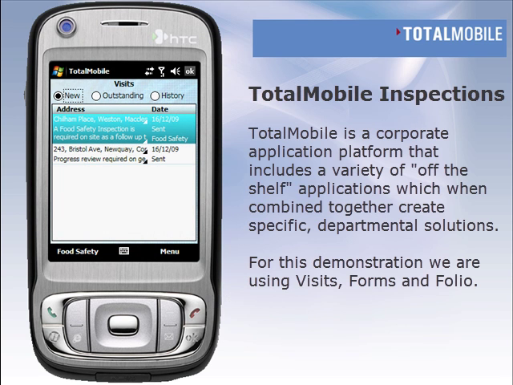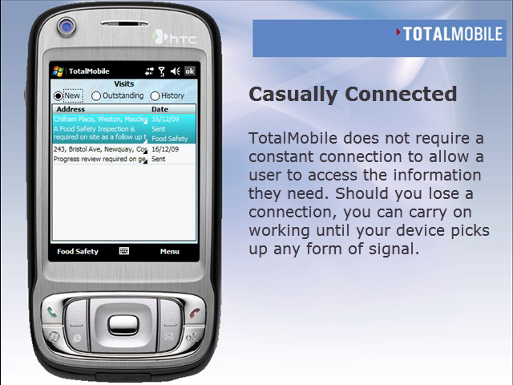TotalMobile's inspection solution essentially provides field workers with the ability to manage their workload, providing details of where they need to go, when they need to be there, and what they're required to do once they actually get on site. It also provides unlimited forms for completion on the device, as well as any case history details to support each visit.